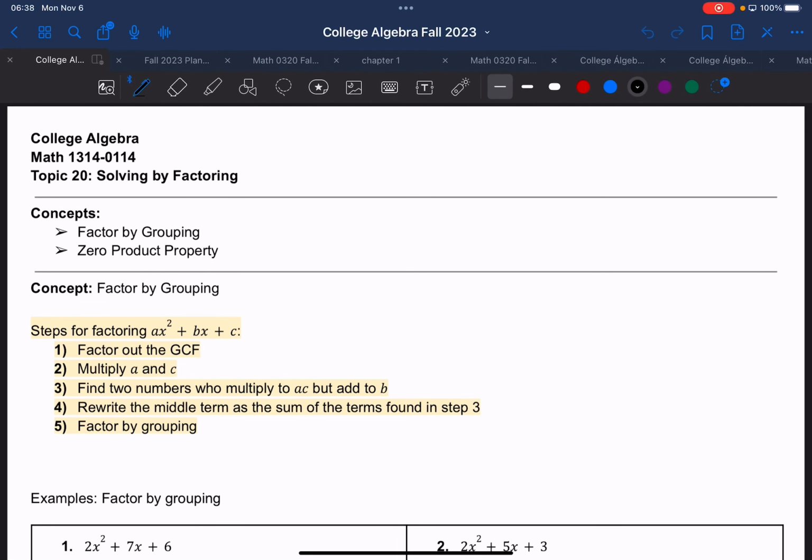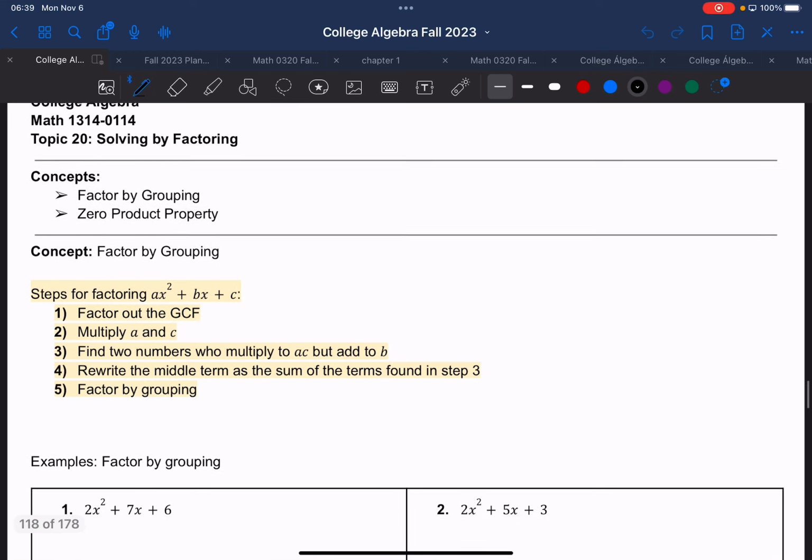Okay, so topic 20, solving by factoring. We're going to look at two concepts here: factor by grouping, which we talked about a little bit in topic 19, and the zero product property. The only thing about the zero product property is we're using those same skills of factoring, but we're setting our answers equal to 0 to find our final answers. That's the only addition.